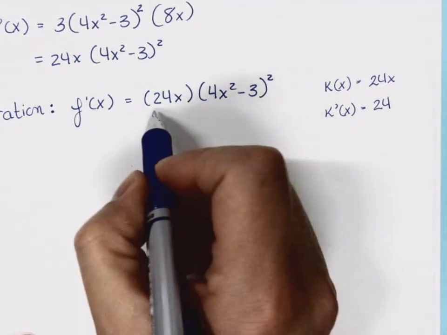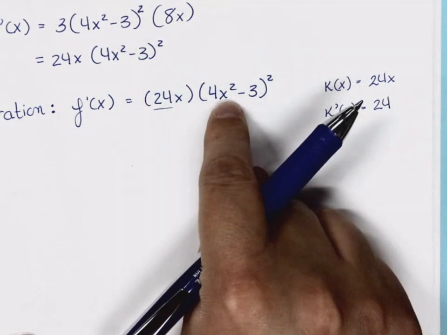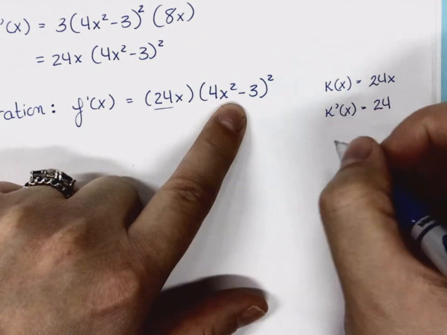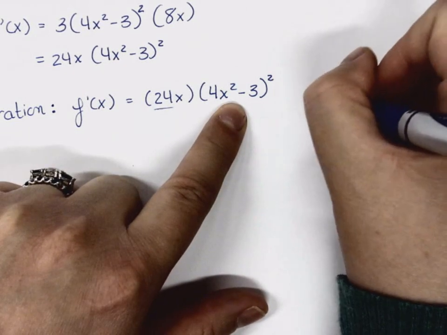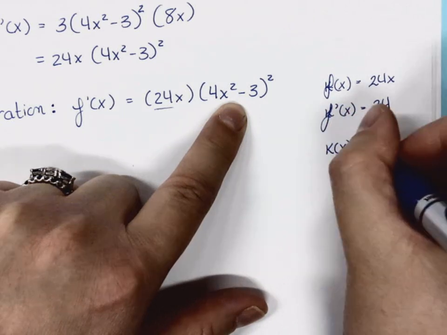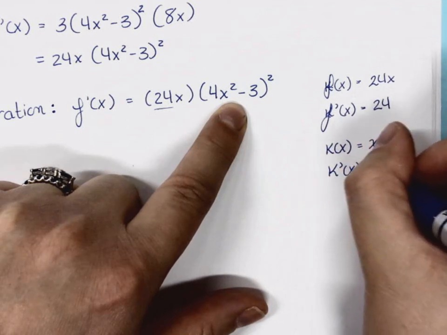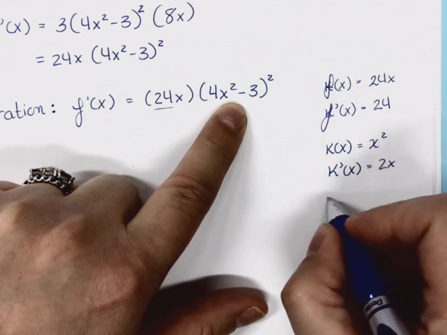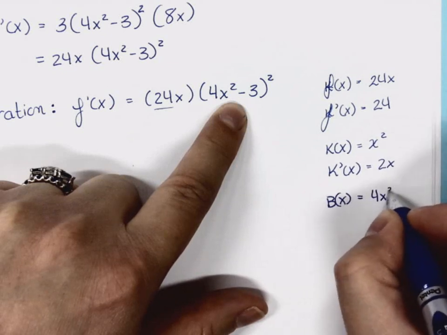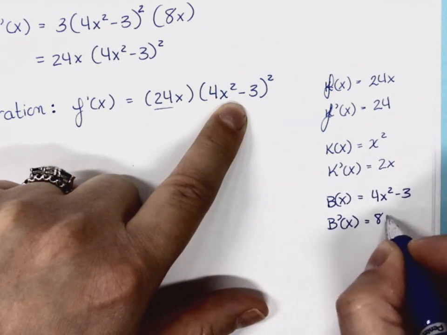Okay, so all I'm doing is I'm looking at this one, I'm finding its derivative, it's nice and easy. But this one is a composite function, so I have to use the chain rule. So this one, no, I guess this wouldn't be f. This would be f. So this one's k of x is going to be x squared. So k prime of x is going to be 2x. And then b of x is my inside function, so that's 4x squared minus 3. So b prime is 8x.